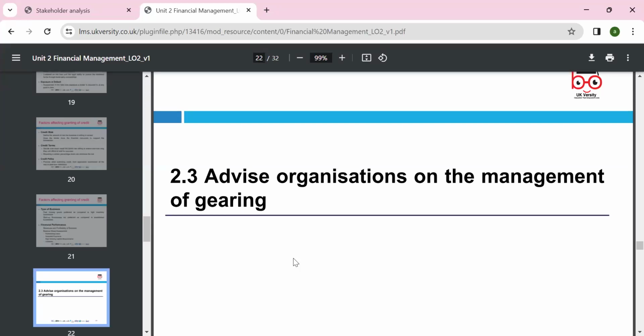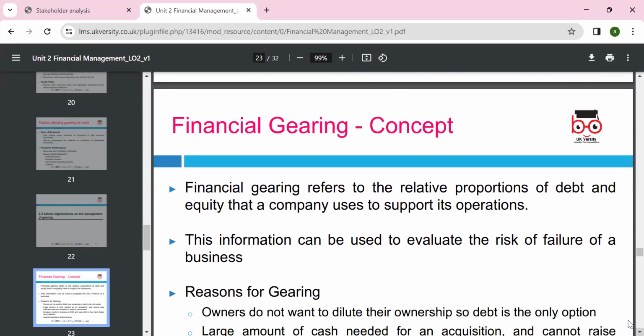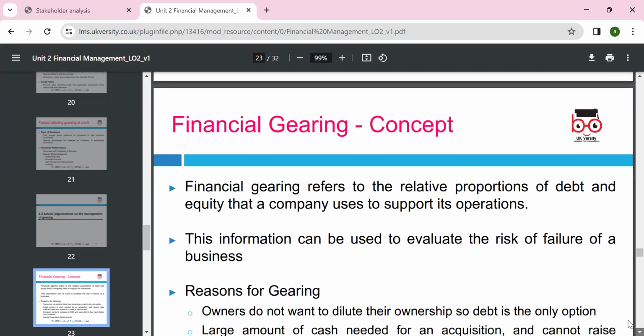Advise the organization in managing gearing. What is gearing? Gearing means the ratio between debt and equity, and we have two formulas which we use to calculate the gearing ratios and the financial ratios, which we'll go through in the next lesson when we go through the financial ratios as well. The financial gearing concept refers to the relative proportion of debt and equity used to support the operation.